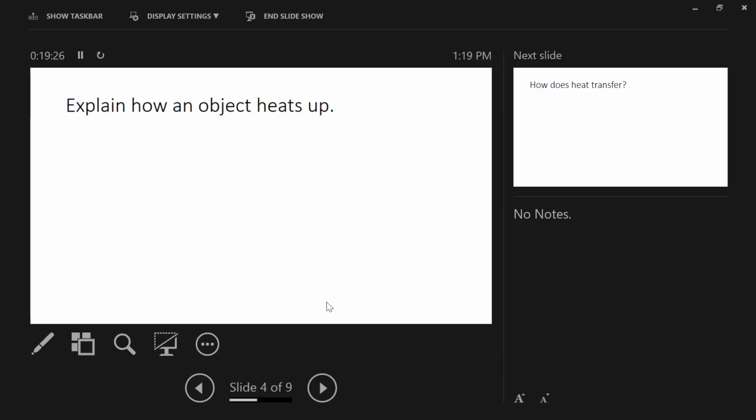The velocity. So how does an object heat up? The velocity of the particles increases. Okay? That's how an object heats up. The velocity of the particles that make up that object increases. The velocity increases. Sorry, subject-verb agreement. Velocity is singular, increases.